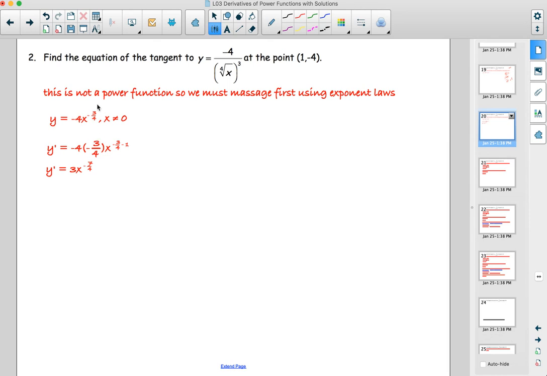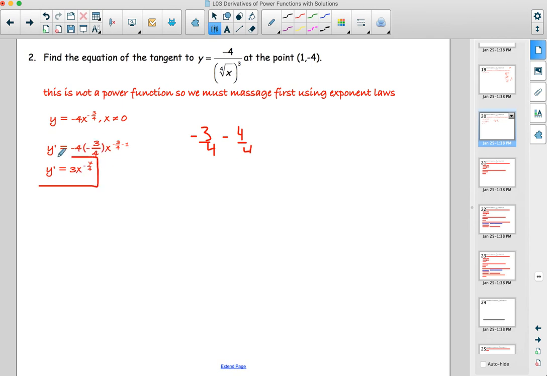We get -4 times -3/4. And then the new exponent becomes -3/4 minus 1. That's -3/4 minus 4/4, which becomes minus 7/4. This is positive 12/4, and that becomes positive 3.